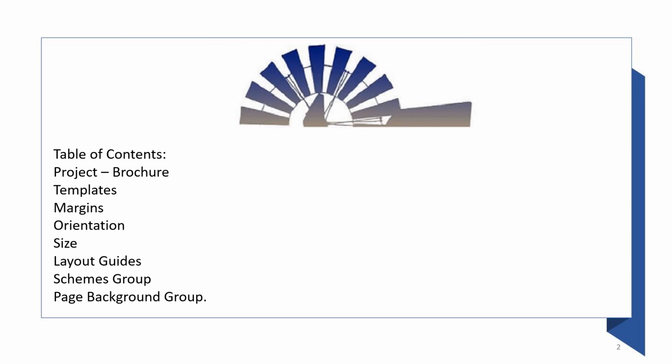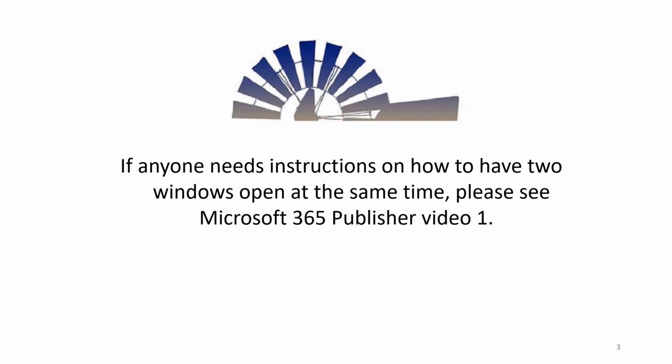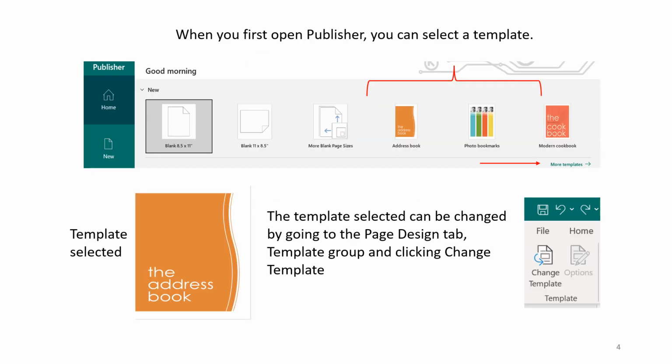Table of Contents: Project, Brochure, Templates, Margins, Orientation, Size, Layout Guides, Scheme Groups, Page Background Group. If anyone needs instructions on how to have two windows open at the same time, please see Microsoft 365 Publisher Video 1. When you first open Publisher, you can select a template.